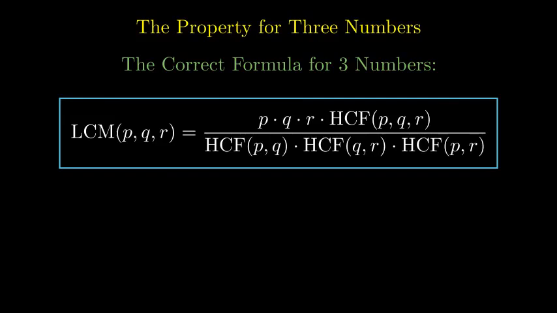The correct formula for three numbers is more involved. LCM equals p times q times r, multiplied by HCF of all three, and then divided by the product of all three pairwise HCFs.